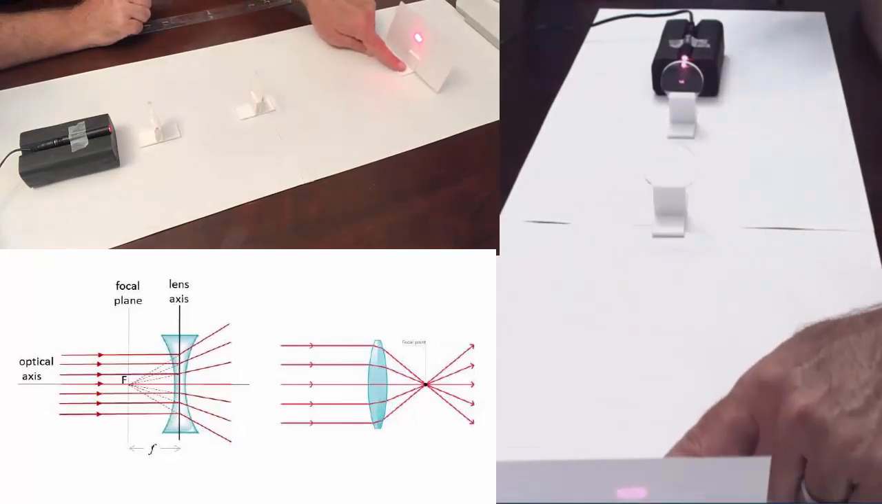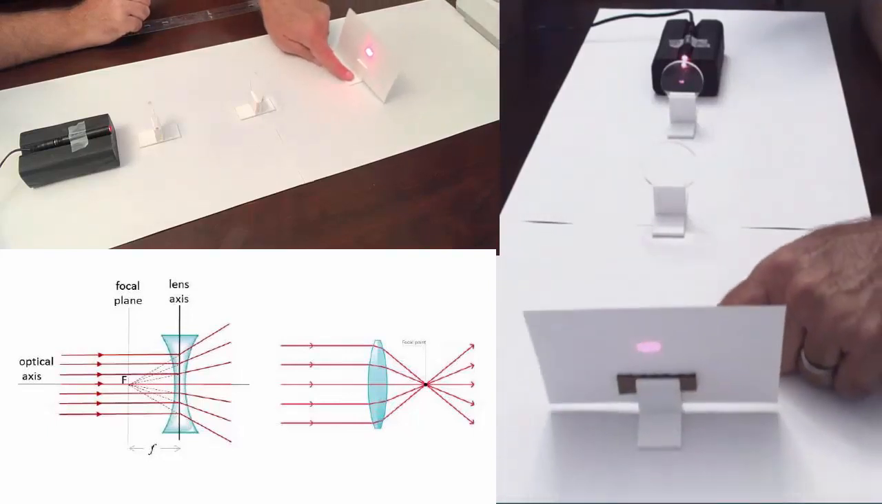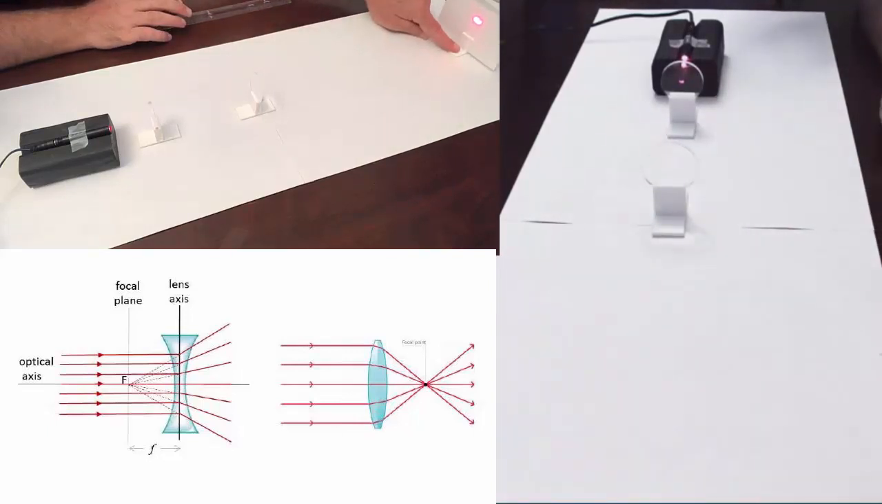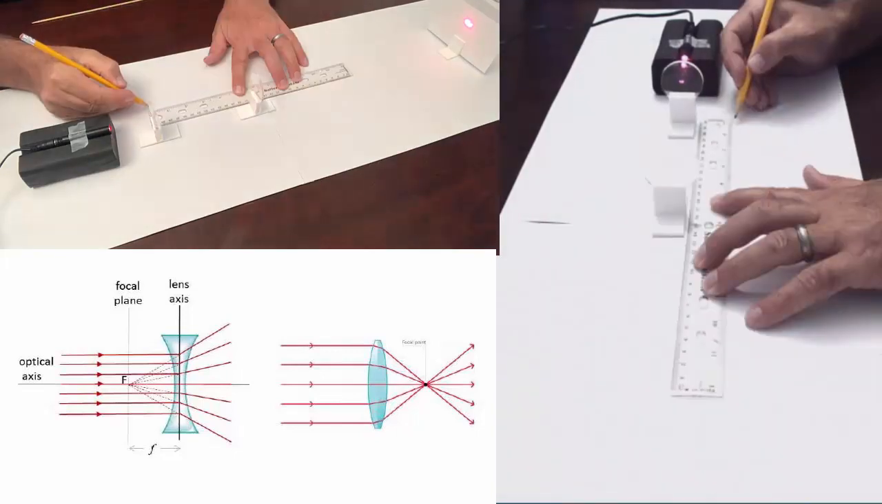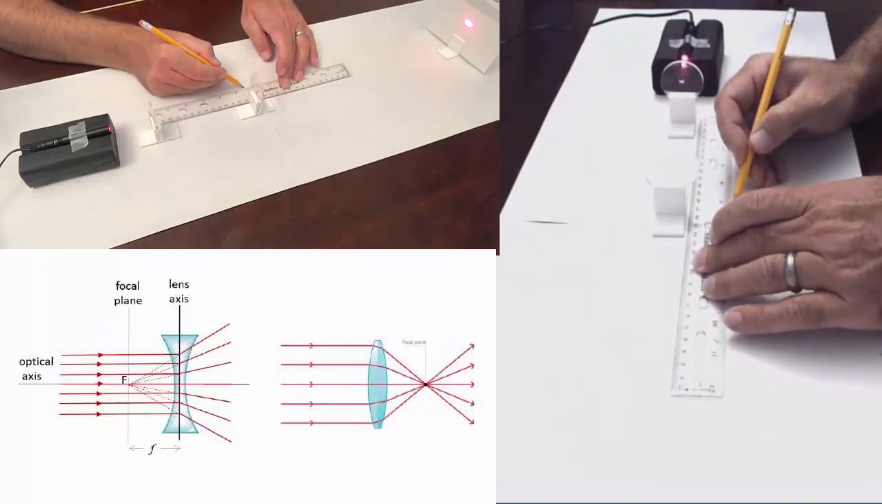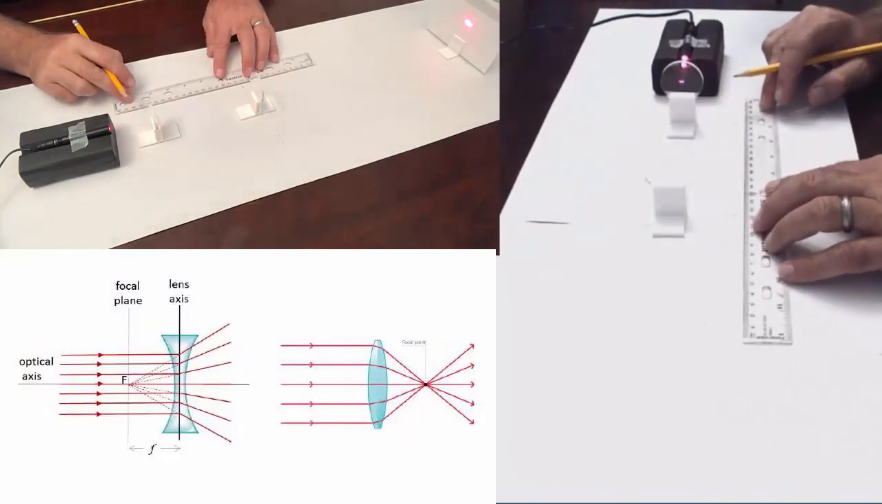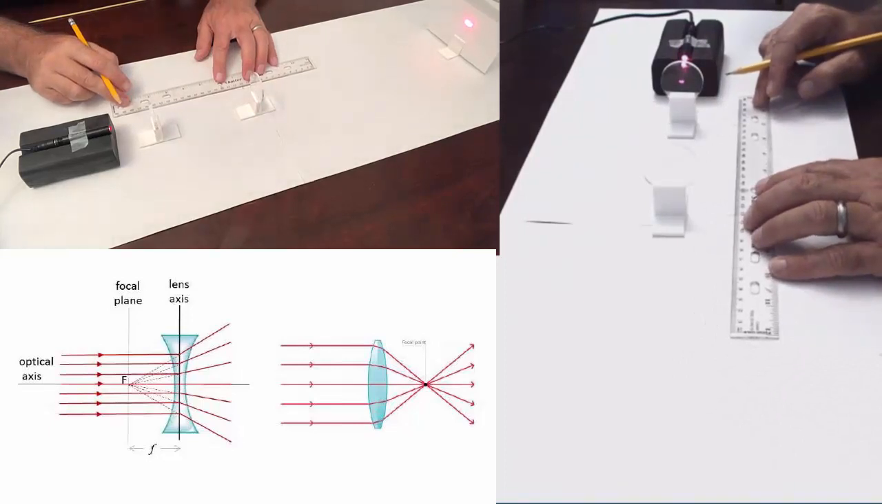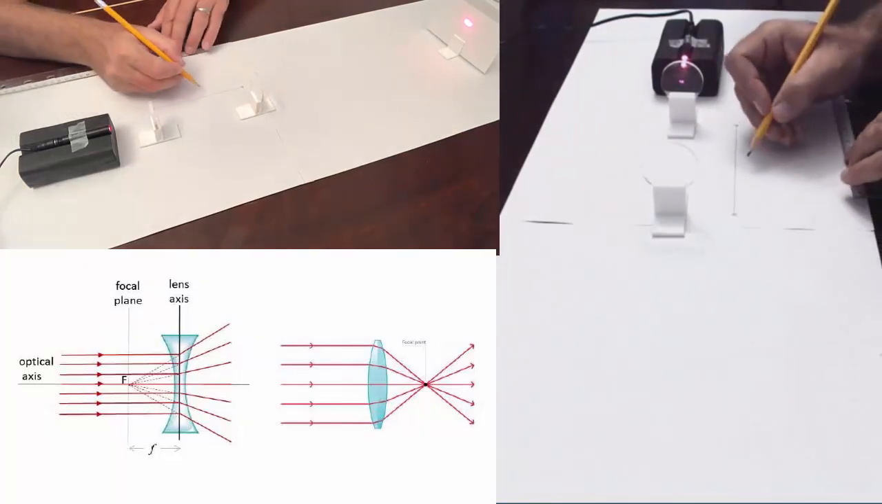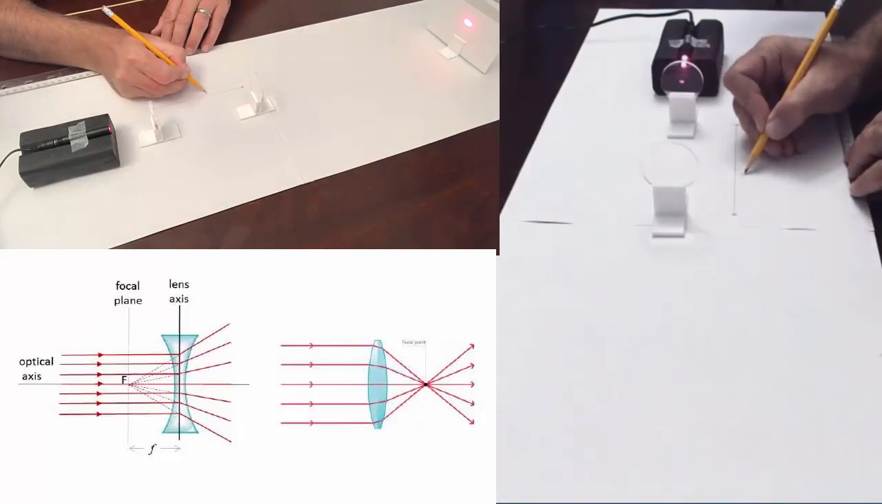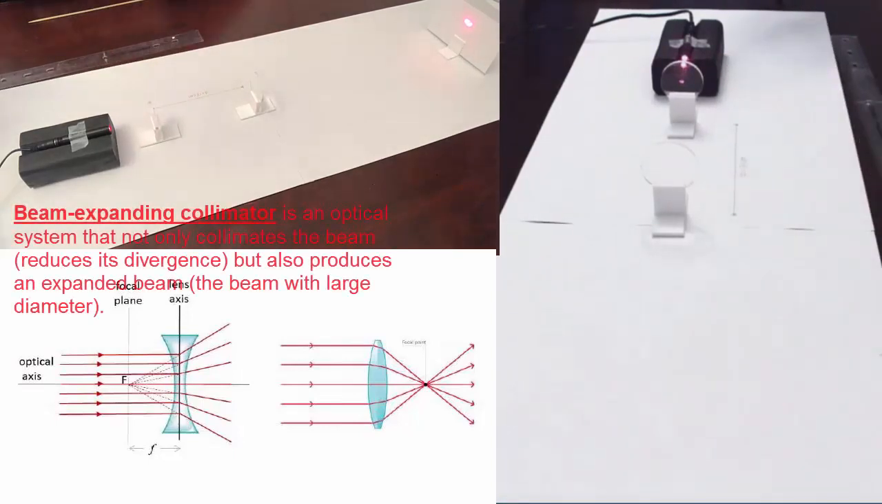With this position of the two lenses, I have achieved a reasonably collimated laser beam, meaning the diameter of the beam is not changing that much. So at this point, we want to measure the distance between the two lenses. Here's my ruler. The distance from here up to there, and we are also going to draw a line here. If I measure this distance, it comes to around 13 centimeters. So this distance, D, is equal to 13 centimeters.